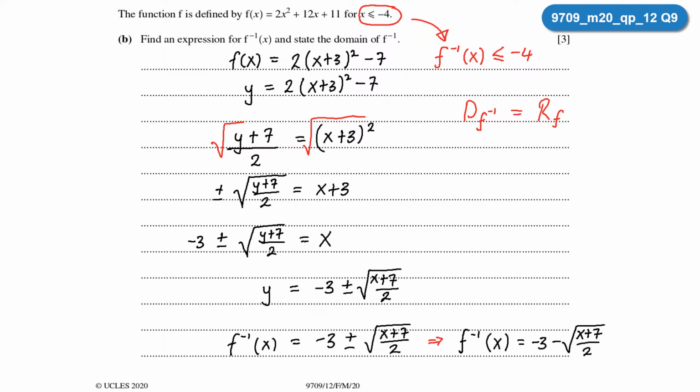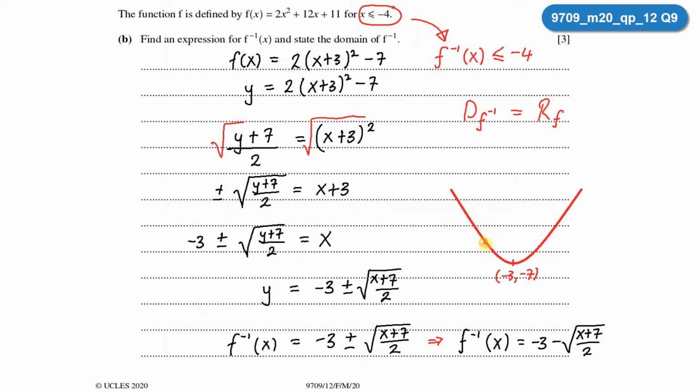Now, what is the range of the function? The function here is a parabola. The minimum point of the parabola, if you look at the form of the completed square, should be (-3, -7). We deduce that from the completed square format. And we're told that the domain of the function is x less than or equal to -4.